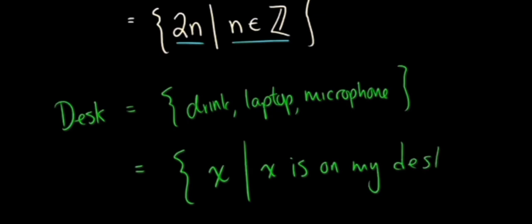Yeah, so this is kind of cheating, right? But they're the same sets. So the first one I'm listing all these items individually. The second one I'm saying, look, it's the set of variables x, and whatever x is, it just happens to be on my desk. So everything that's on my desk, it's just going to shove it in as x, and it's going to build a set with it. So that's the set builder notation.